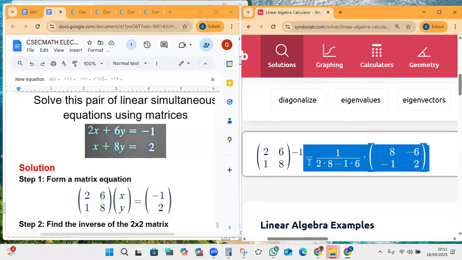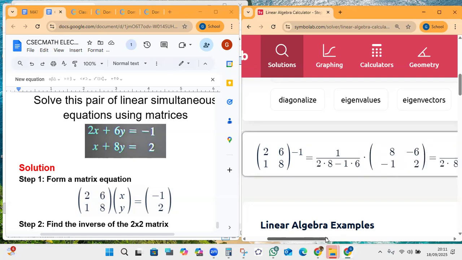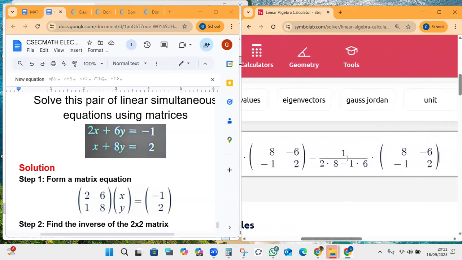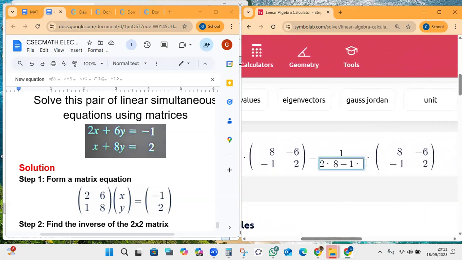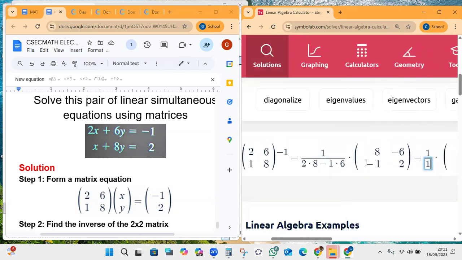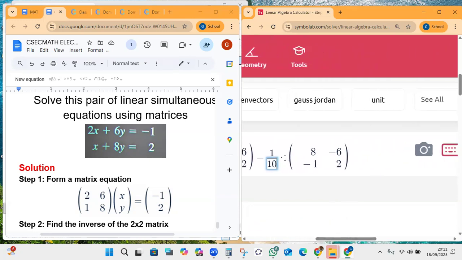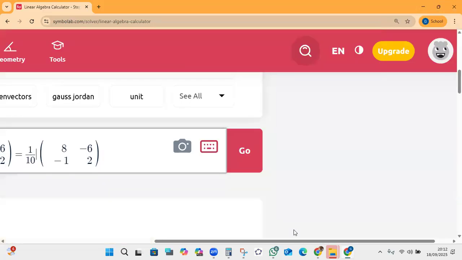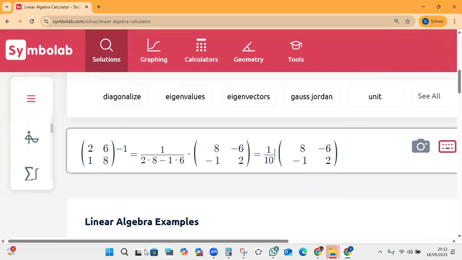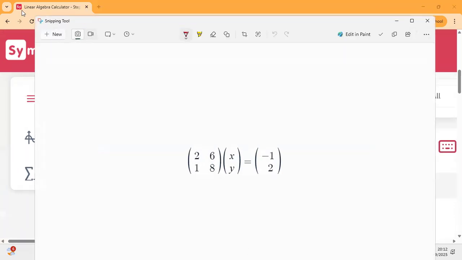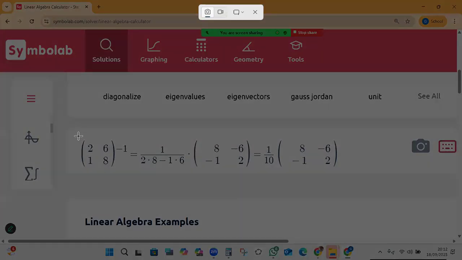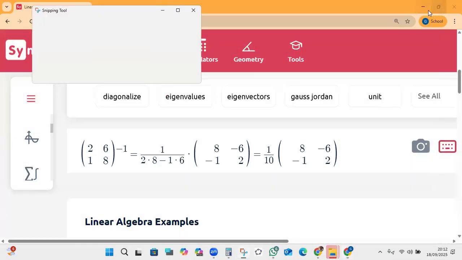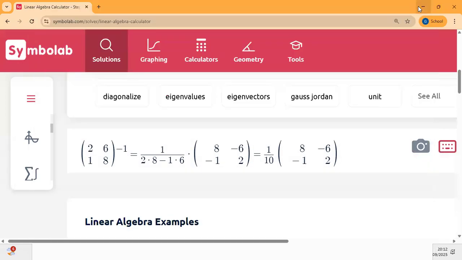And then you simplify the determinant. So for the determinant, we have 2 8s are 16. 16 minus 6 will give us 10. So the inverse is 1 over 10 times 8, -6, -1, 2. So we have our inverse. Let me just screenshot this.